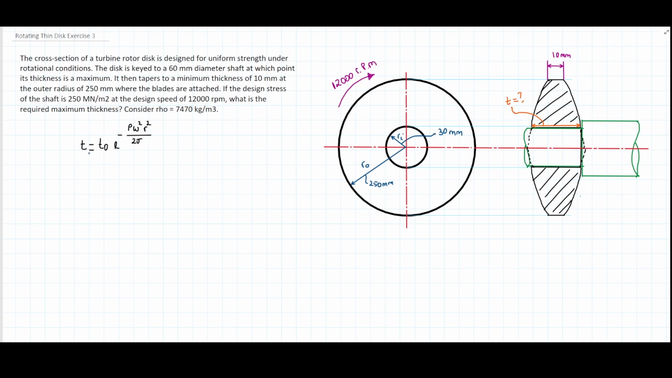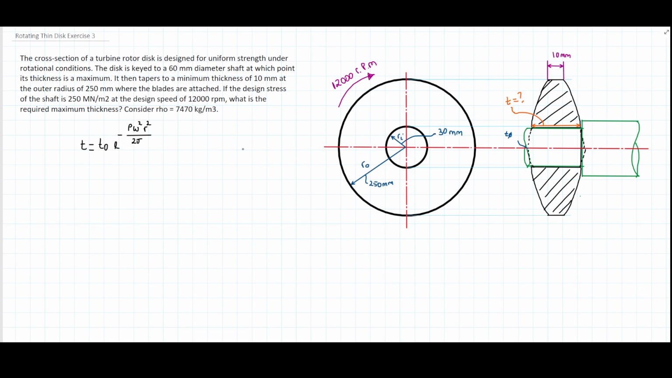So the question is, how much is the thickness here where the disk contacts the shaft? I could solve that right away, but the only thing is that I don't know how much is this T0, because T0 is the thickness of the disk at this point here. This point here is where T0 happens. And we don't know that, so we need to find that value. But fortunately, we could use certain boundary conditions to find out the value and then give the answer to the question that is being asked in this problem.